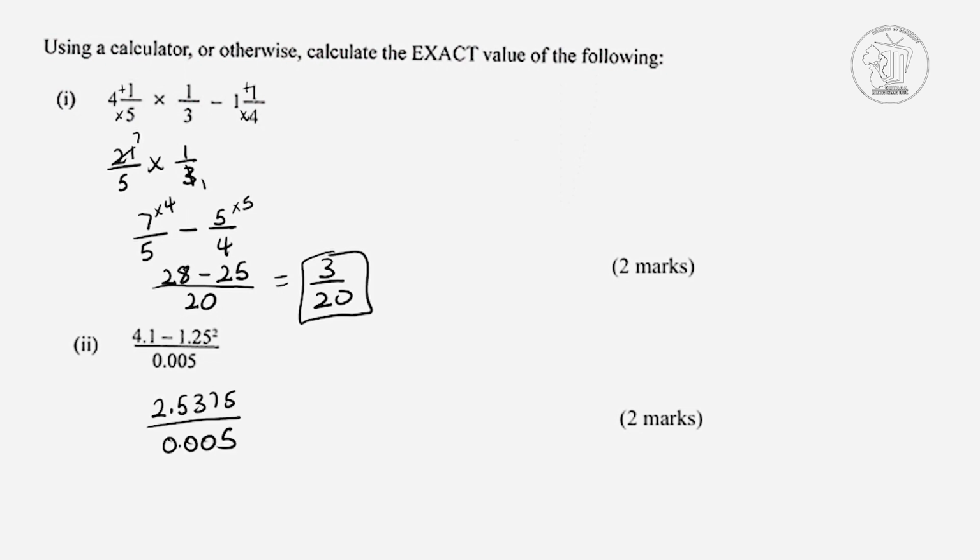So this will be divided by 0.005. Hence, that will give us, when we work this out, we'll have 507.5. And that would be our answer. As easy as that, 2 marks. Just want to work out what is at the top and then divide it by what is at the bottom. Easy marks there. So let's carry on.